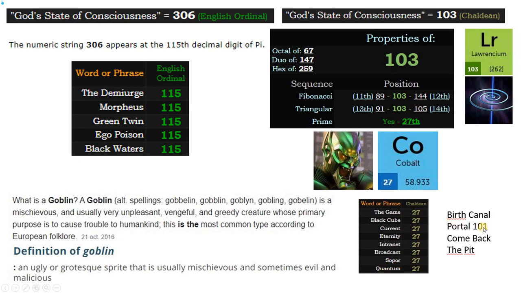Then we have Portal 101, come back, this is linked to reincarnation, and the pit, and we all fell down the pit, like Alice fell down the rabbit hole in Alice in Wonderland.